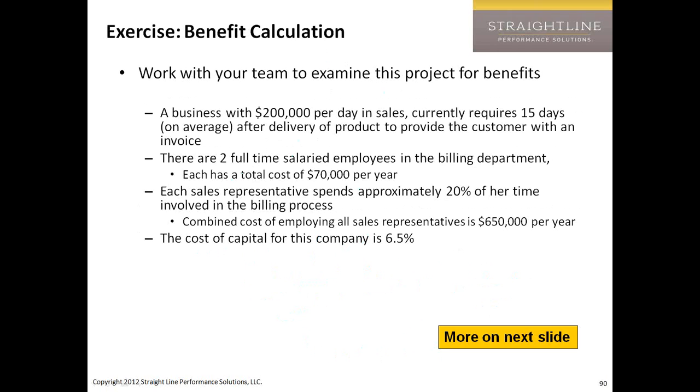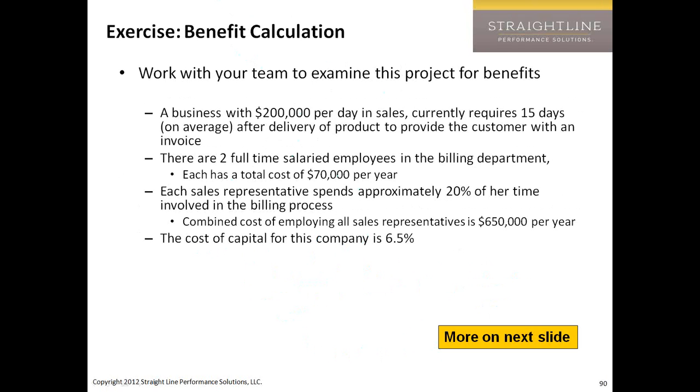Okay? Currently, there are 2 full-time salaried positions in the billing department. Each costs a loaded cost of $70,000 per year. And each sales rep spends approximately 20% of his or her time involved in doing the billing. The combined cost of all employment with sales representatives is $650,000 per year. And let's just say the cost of capital for this company is a phenomenal 6.5%. Okay, so that's the background for what this is.